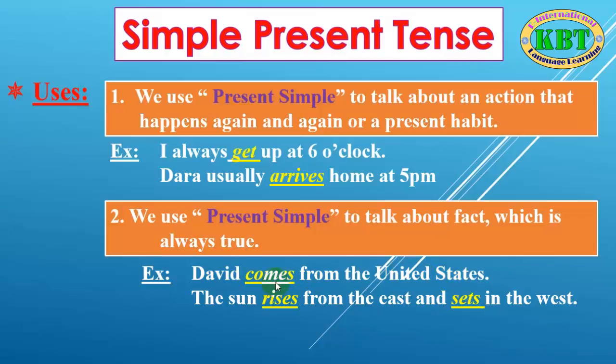This is true. The sun rises from the east and sets in the west, so this is true also, right? The sun never rises from the north or the south. It rises from the east and sets in the west. Real, true. So that's all for present simple.